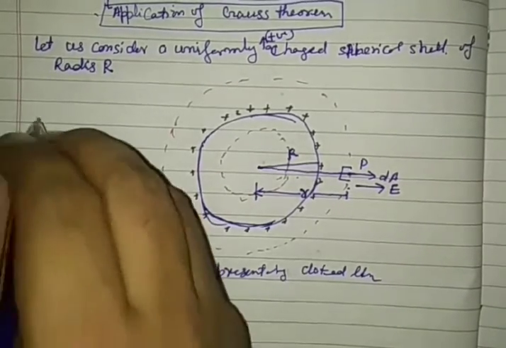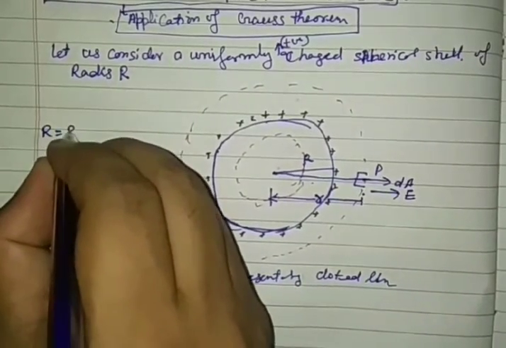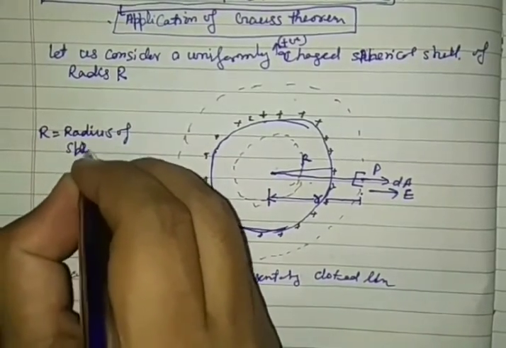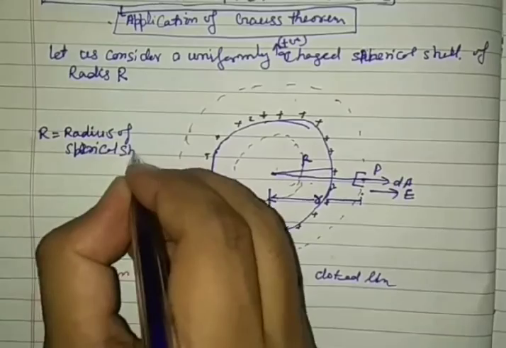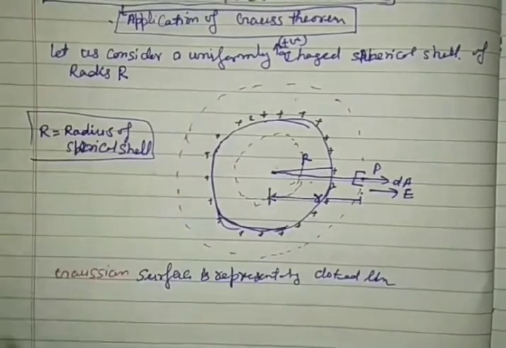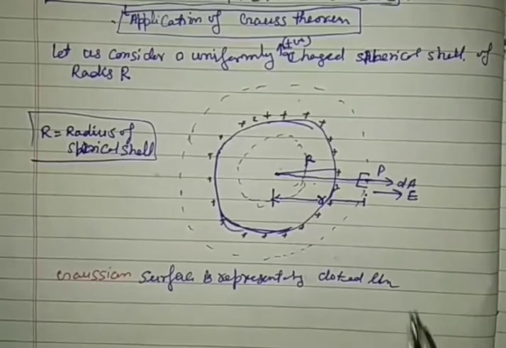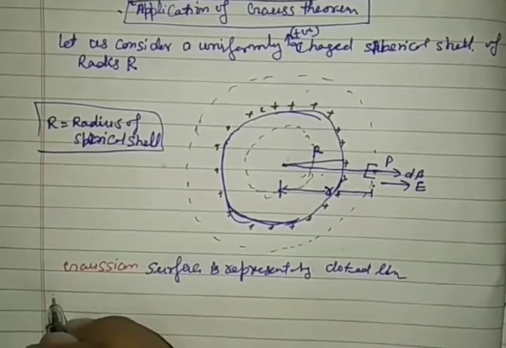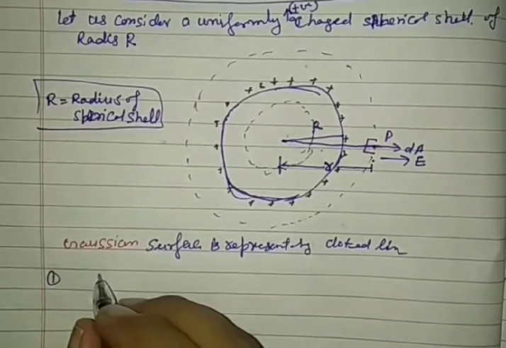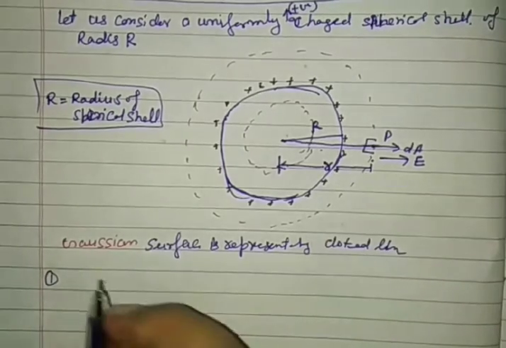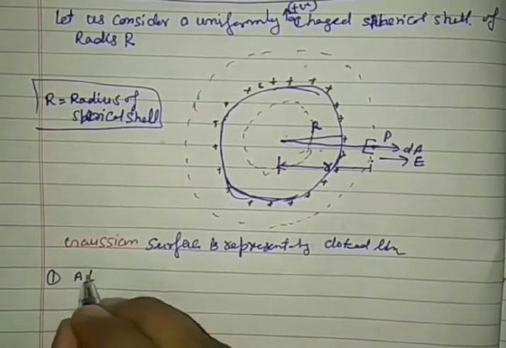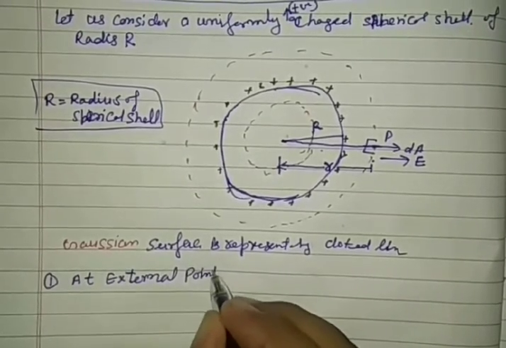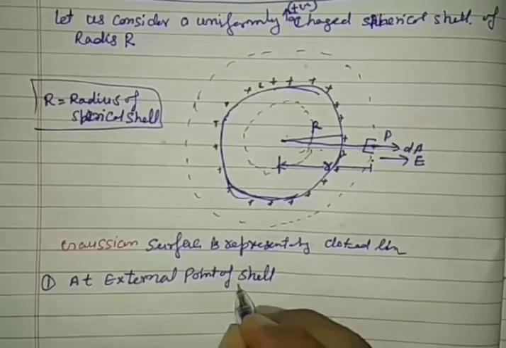So see the symbol here, capital R denotes the radius of the spherical cell, and small r is the distance of the point. So we are going to calculate the electric field here at point P. Point P is first outside the cell, at an external point of the cell. See very carefully.